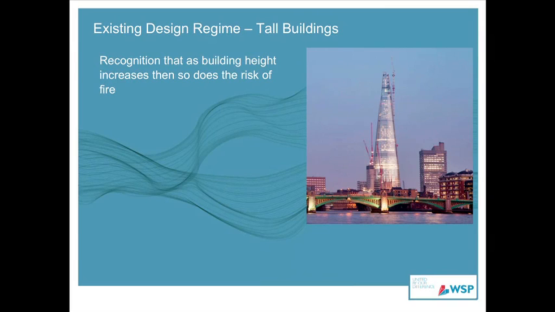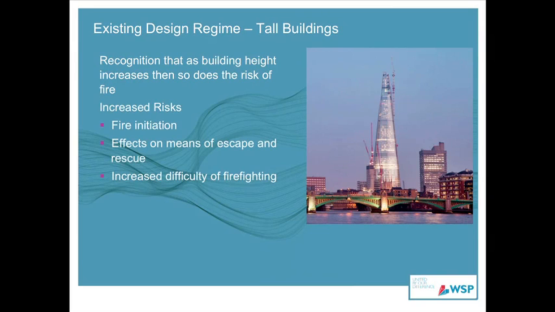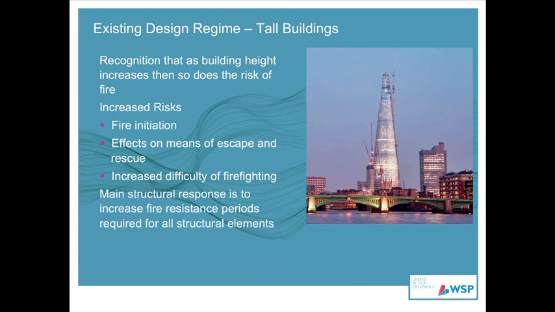There is a recognition in the code, as we've already seen, that as the height of the building increases, so does the risk. That increased risk comes from the fact that we've got more floor area and therefore more risk of initiation, the time it takes for people to get out of the building is a lot longer, and also there is increased difficulty of firefighting, in terms of carrying kit up the stairs, etc. The most common form in most codes around the world to deal with the increasing risk due to height is to increase fire-resistance periods.